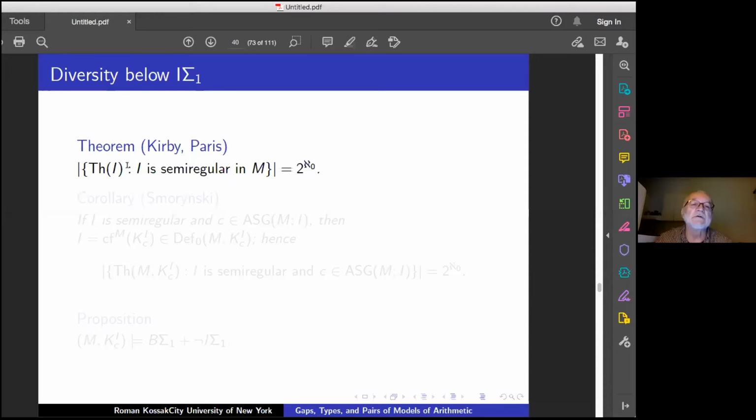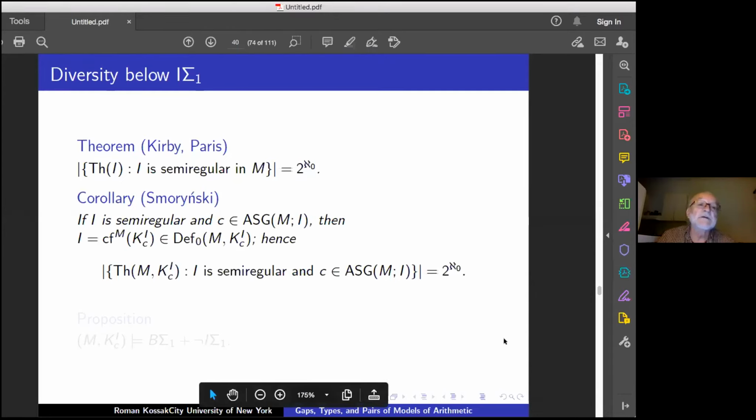So there are continuum many theories of cuts, which are themselves models of PA, but with more care, you can actually embed all those models onto semi-regular initial segments of M, regardless of whether M is recursively saturated or not. So you get continuum many theories, not of pairs, just of those cuts.